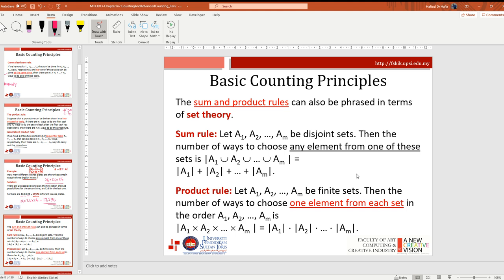Okay, and then for the sum rule, this one I explained. We have any element from one of these sets, which is the union.